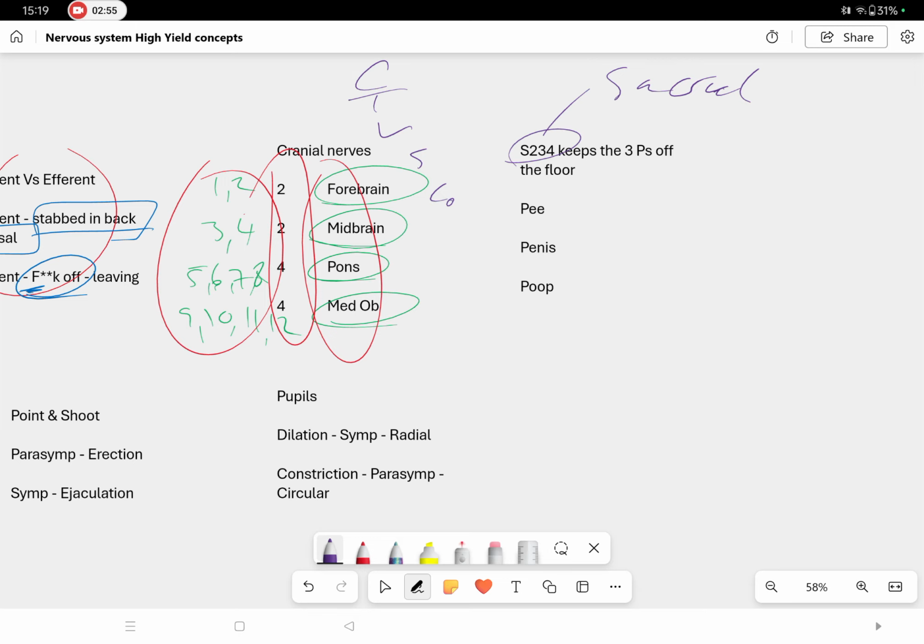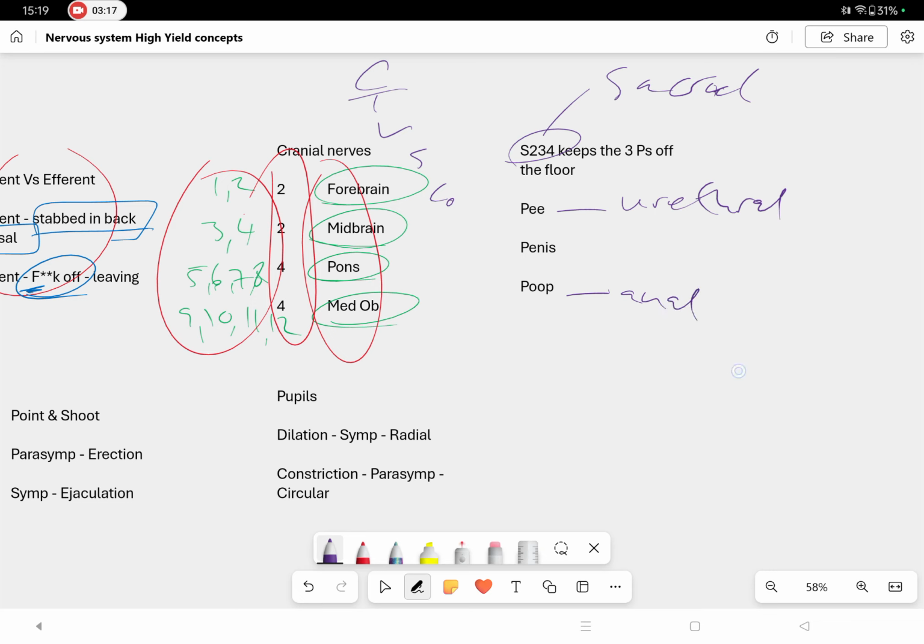They don't do much at all. There are no spinal nerves associated with them. So S234 sacral nerves number 2, 3, and 4 keep the 3 P's off the floor. And the reason they do that is because when it comes to the poop and the pee, your urethral sphincter and your external anal sphincter are both innervated by this set of nerves.